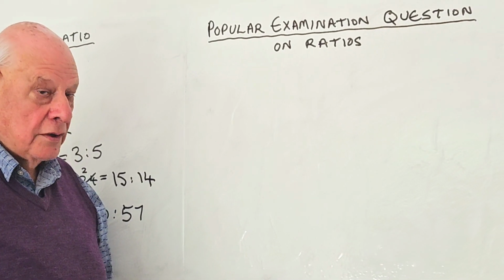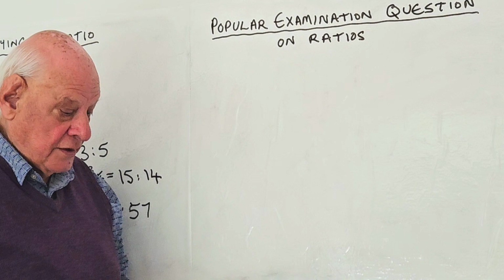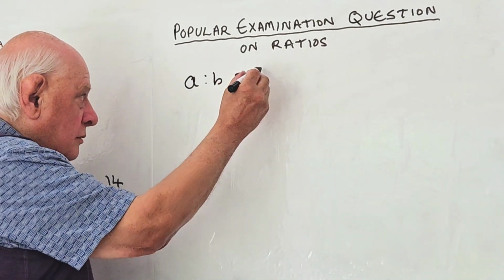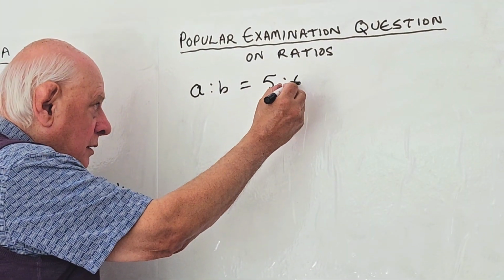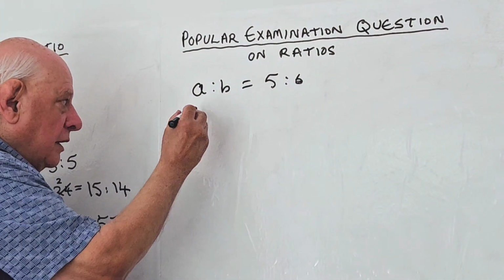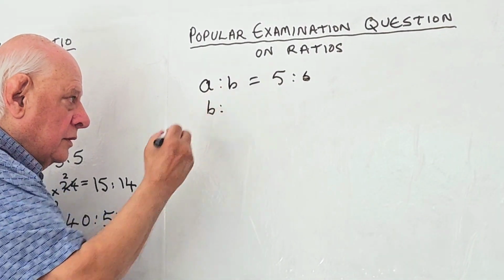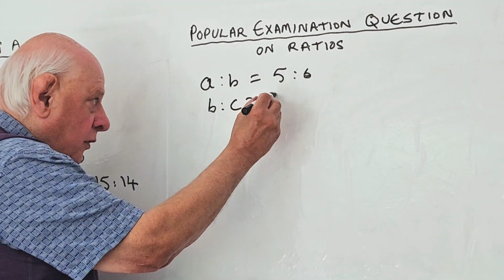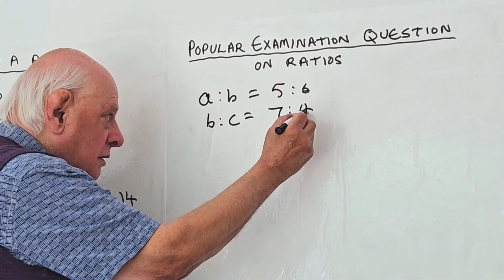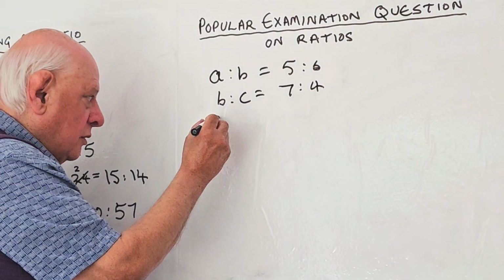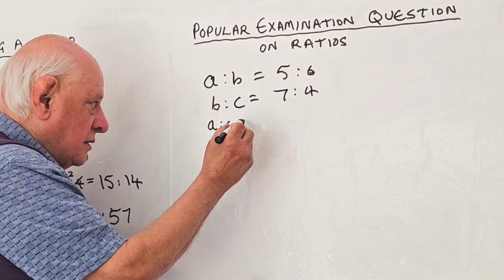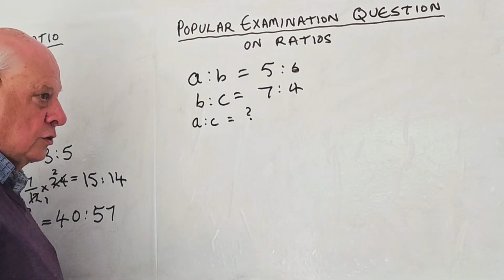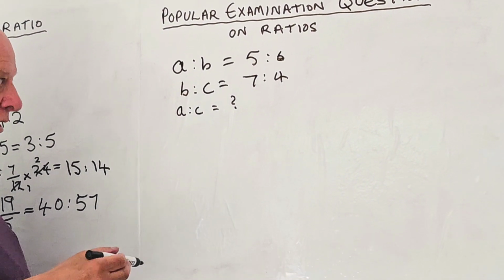A popular examination question involving ratios goes like this. You're given a ratio, A to B equals, let's say, 5 to 6, and then another ratio, B to C, which, let's say, is 7 to 4. And you're asked to find what the ratio A to C is. Okay. We have two methods, standard method and then a fast track method.